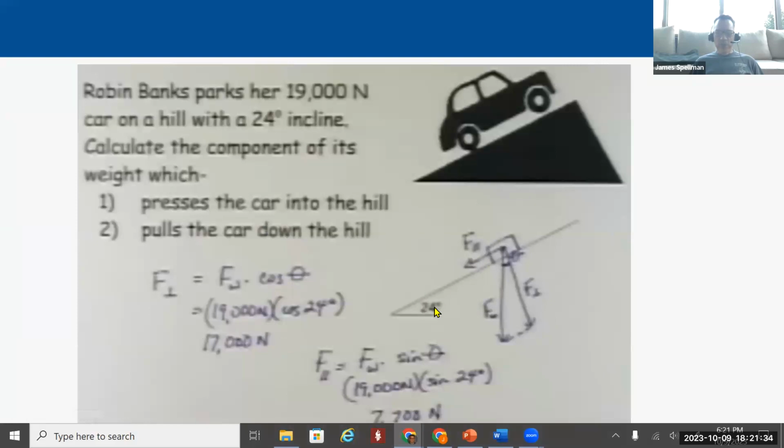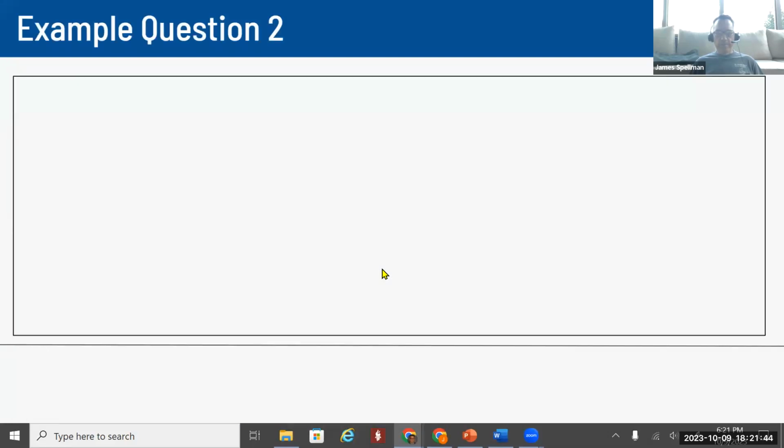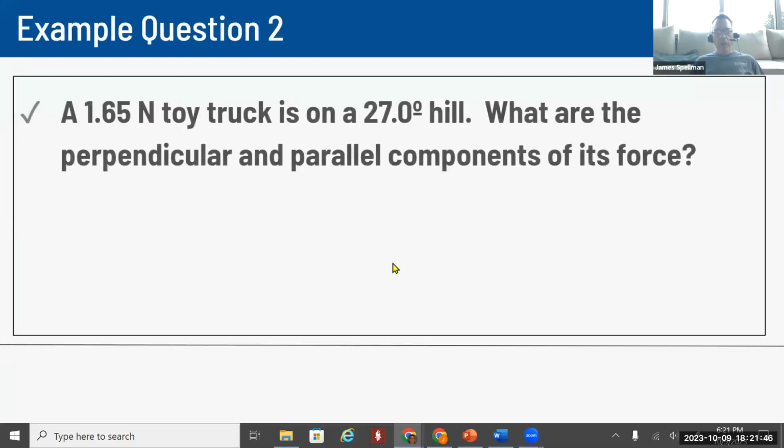And again, as this angle increased, we would notice that this arrow should get longer and this arrow would get shorter, as the forces would kind of change and move to the other side. Another example question, again, there's nothing different about doing these.